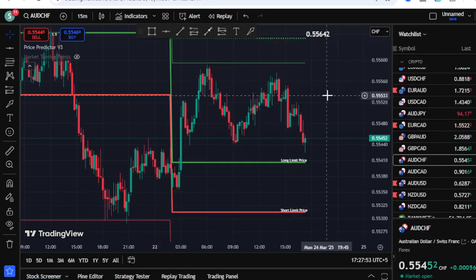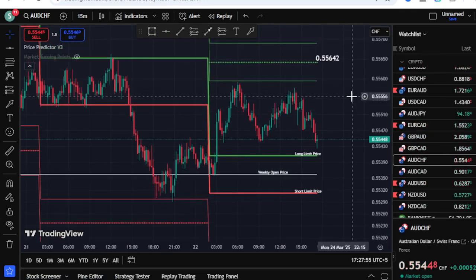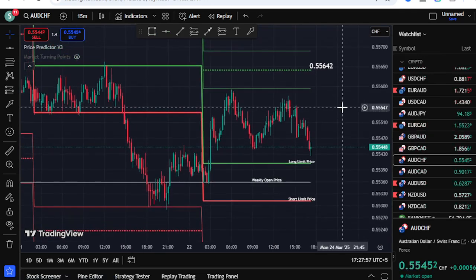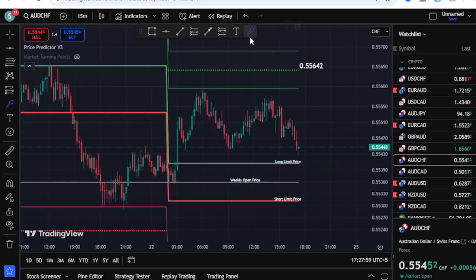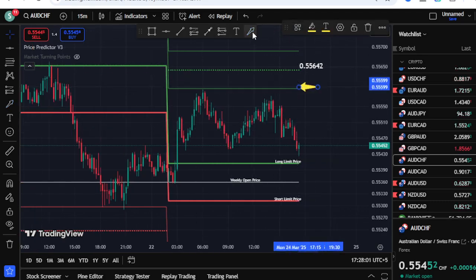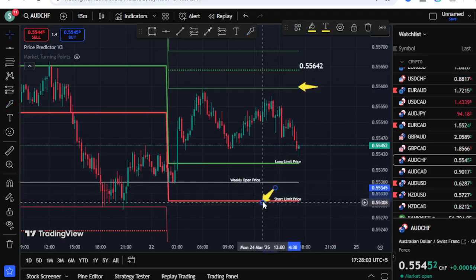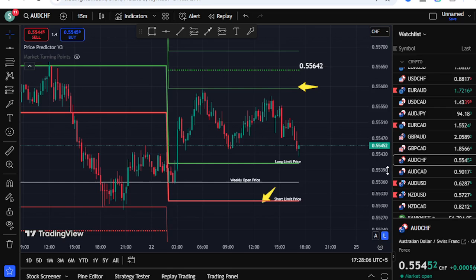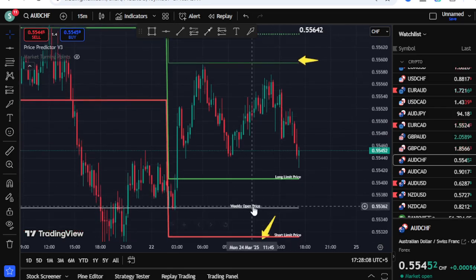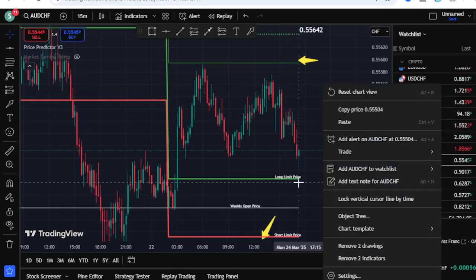Now you can see what we need to do with this indicator. It is basically plotting green and red lines on your screen. The gray line is telling you that this is the weekly open price, and that is the long time price.